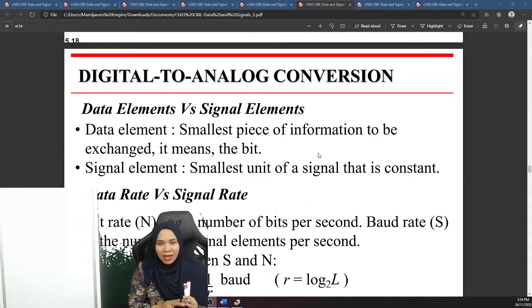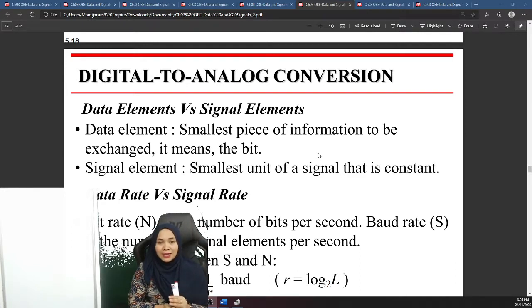First of all, we have to understand about these two things, the data element versus signal element, and data rate versus signal rate. Apa maksud data element dengan signal element? Data element ialah smallest piece of information to be exchanged, which is a bit. Signal element adalah smallest unit of signal that is constant. Alright, that is data element versus signal element.